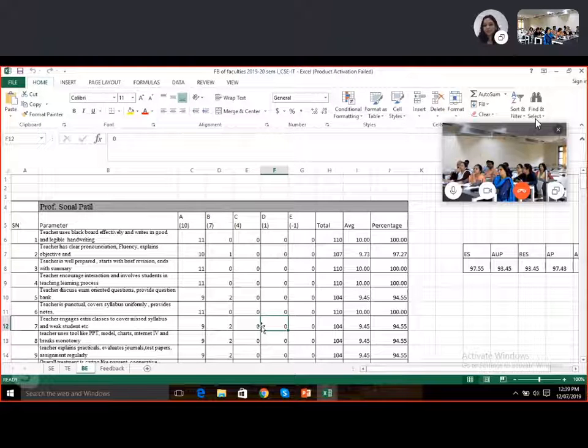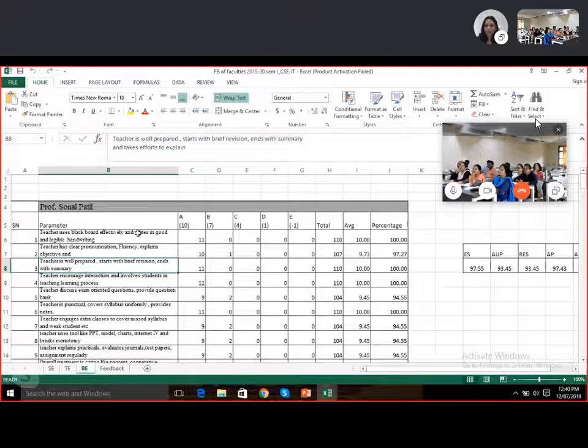This is the descriptive type of feedback in which almost 10 parameters are there: whether the teachers are using the Blackboard effectively or not, the teacher's pronunciation and fluency, whether the objectives are clear or not, and whether the teacher is well prepared or not.